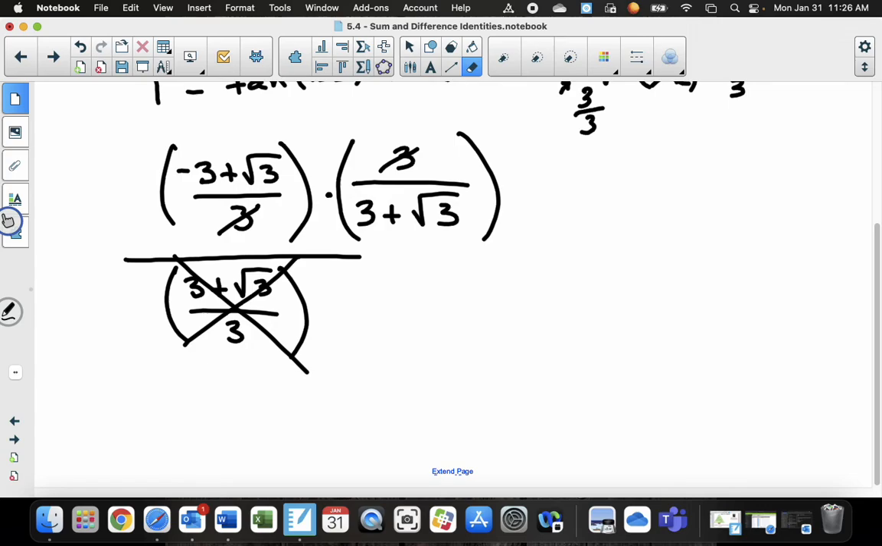Okay? So when we write this, when we put this together, in our numerator we have -3 plus the square root of 3. In our denominator we have +3 plus the square root of 3.